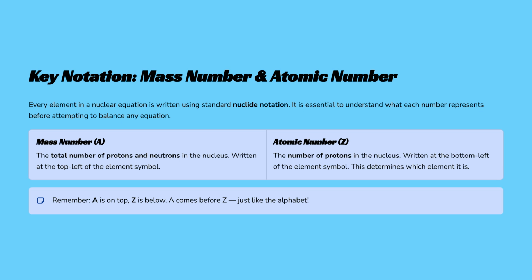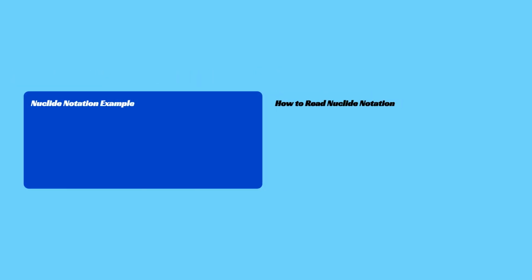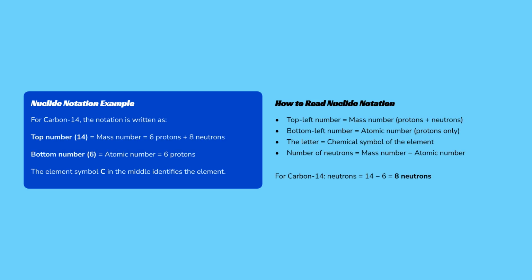To balance these equations, we use nuclide notation. The mass number, A, is the total number of protons and neutrons at the top left. The atomic number, Z, is the number of protons at the bottom left. For example, in carbon-14, the top number, 14, is the mass number, while the bottom number, 6, is the atomic number. You can find the number of neutrons by subtracting the atomic number from the mass number.